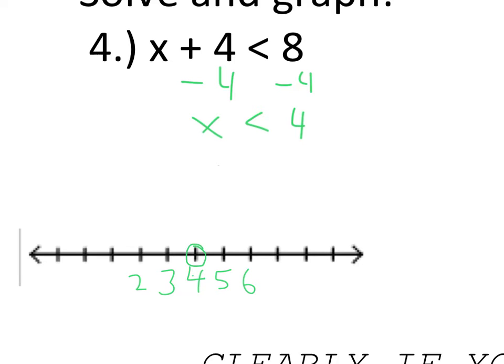Okay, maybe let me change my color so it pops a little more. And then x is everything less than 4. Well, if I take my test points, let's say I take 2 and I take 6. If I take 2 and I plug that in for x, 2 is less than 4. That's true. If I take 6 and plug that in for x, no, that's not true. 6 is not less than 4. So my ray can't go this way. It's got to be going toward everything less than 4. Okay?